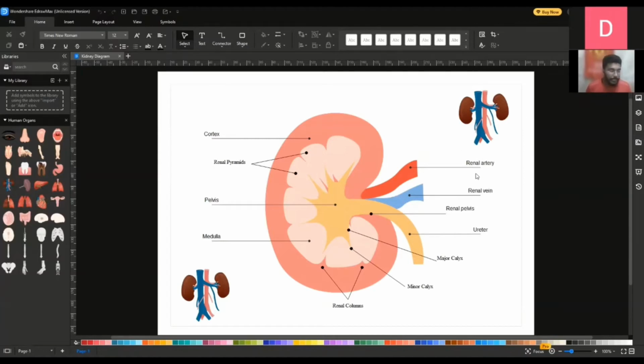Next is the renal artery, the large blood vessels that carry blood from heart to kidney as well. So that's all from my part about the illustration. I'll explain the next part in the next video.